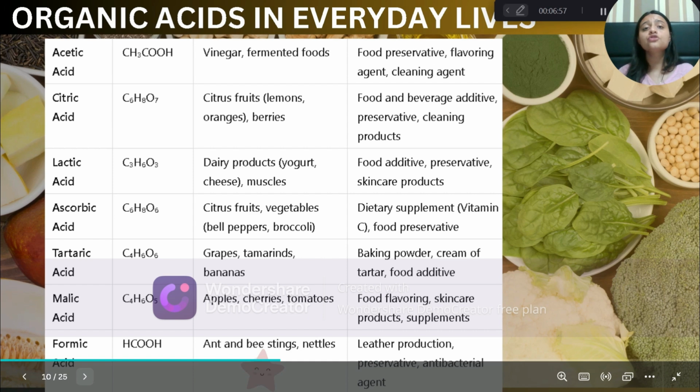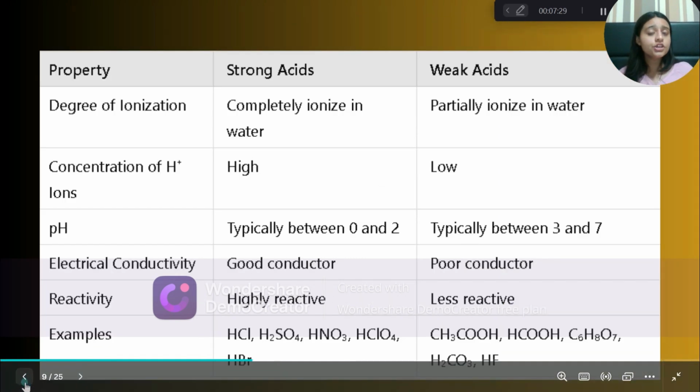What is the difference between strong acids and weak acids? Why are some of these acids known as strong acids and some as weak acids? Because of their properties. Strong acids are highly reactive because they completely ionize in water. When strong acids are dissolved in water, they get completely ionized, that means they dissociate a surplus amount of hydrogen ions in water. On the other hand, weak acids are only partially ionized in water. The concentration of H plus ions is high for strong acids, but low for weak acids.